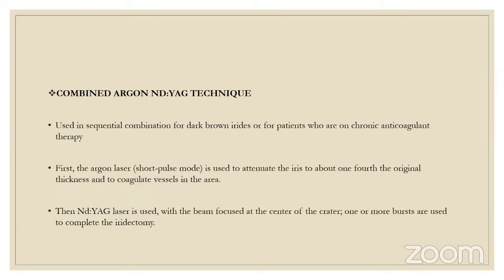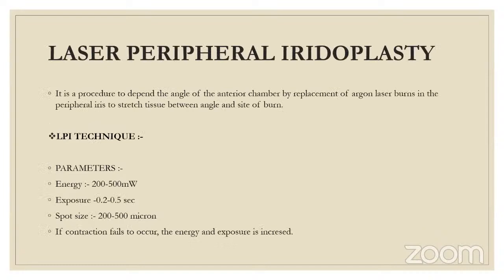One or more bursts are used to complete the full thickness of iridium. The second is laser peripheral iridoplasty. It is a procedure to deepen the angle of the anterior chamber by placement of argon laser burns in the peripheral iris to stretch the tissue between the angle and the site of the burn.